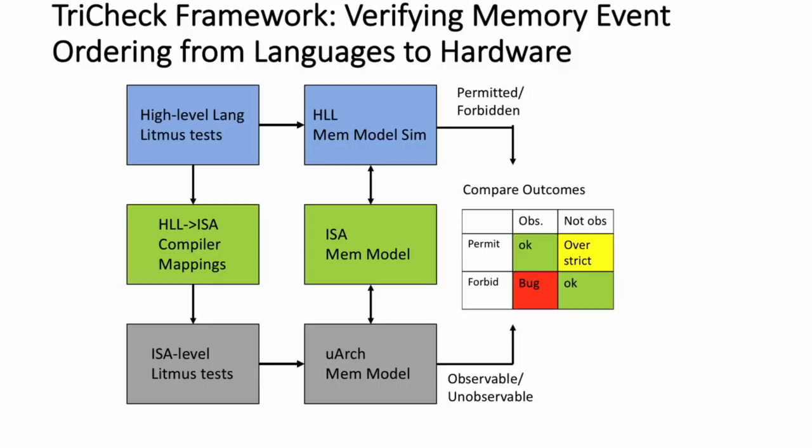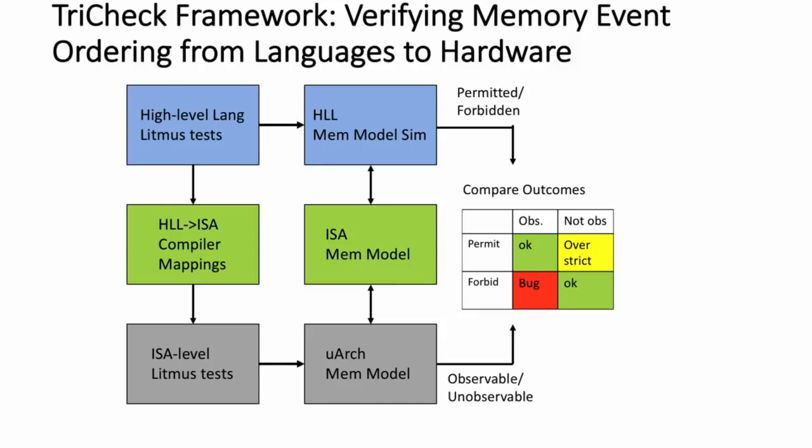And we take them through some sort of evaluator that says what is supposed to be permitted or forbidden about that litmus test from the high-level language memory model's point of view. So we get that permitted or forbidden output up top. We also take them through compiler mappings that take from C down to an instruction-level view of things, and then across through our axiomatic models to a microarchitecture, a hardware-aware view of what is observable or unobservable.